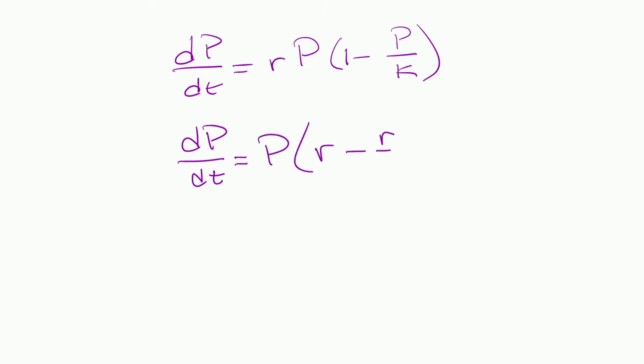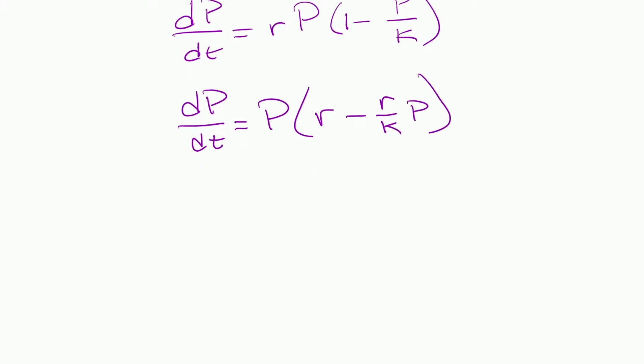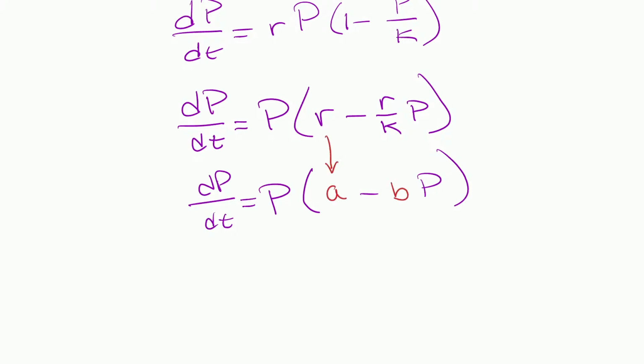R minus R over K times P. And then we're going to rename these things because it ends up being a little bit easier later on. So here, let's leave the stuff in that we're not changing. I'm going to change that to A and this to B. So that became A, that became B. Other than that, it's all the same.